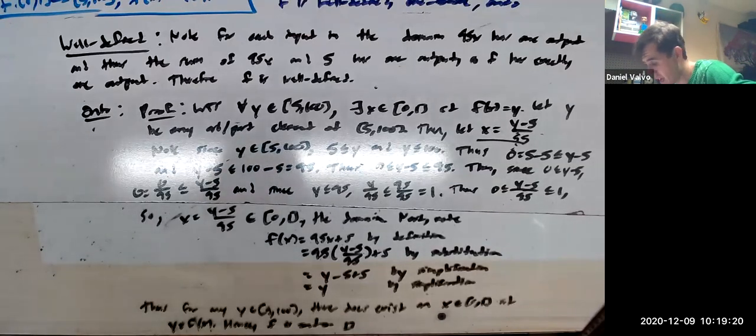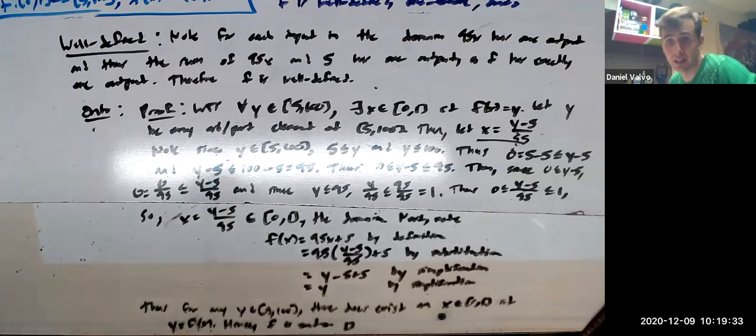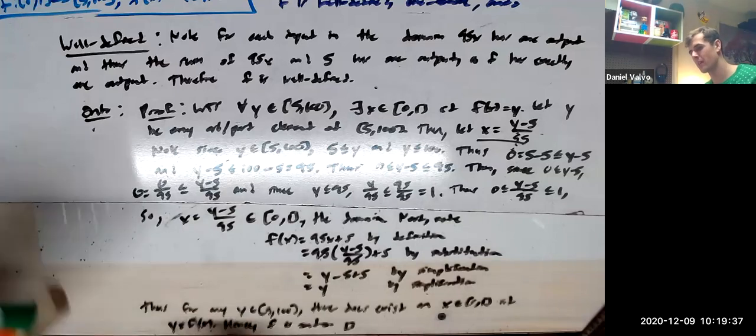So this shows that f is onto, because for any y you give me, any y you pick in the codomain, I can find an x in the domain, mainly just by taking that y, subtracting 5 and dividing it by 95, that I know I can plug into f and get that y back out. So every single y is hit by a particular x.